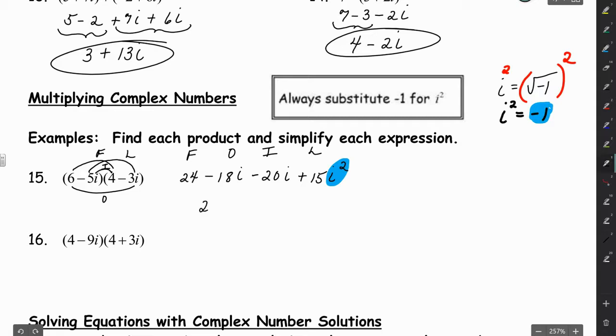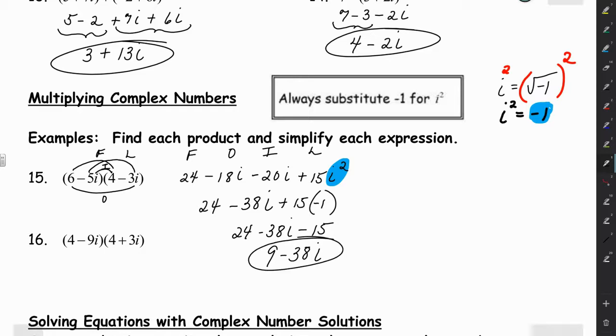So we have 24. Now negative 18i minus 20i, that gives me negative 38i. And now I have plus 15, and I'm changing over that i squared to -1. So what do I have? I have 24 minus 38i minus 15. So 24 minus 15 is 9 minus 38i. So that's my first answer. All right, I would try number 16 on your own and then come back when you're ready.